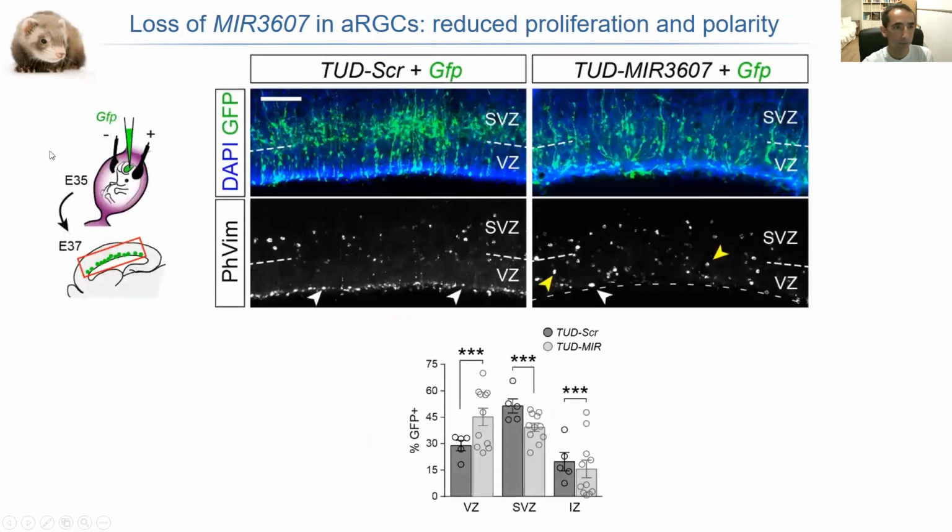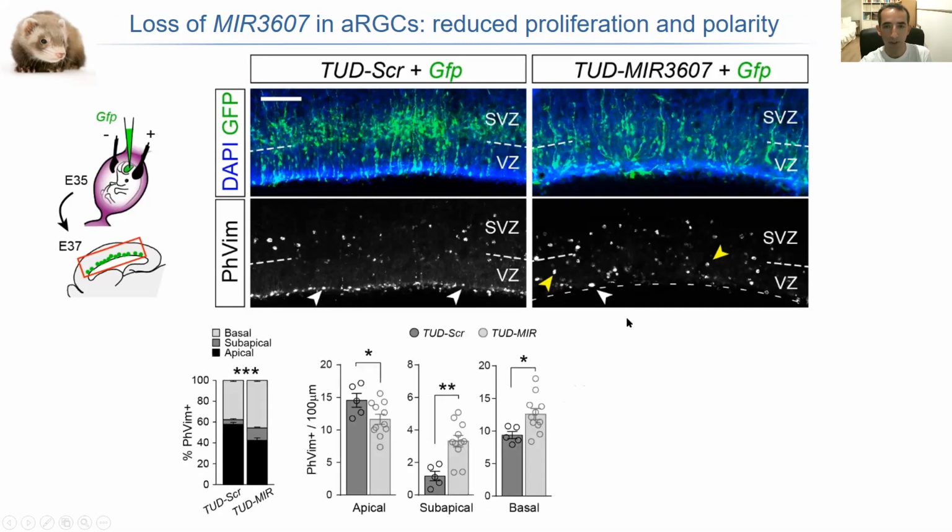So what we did was to electroporate E35 ferret embryos with our constructs, and let them survive for a couple of days to analyze what is happening to these cortical progenitors. And you can see here the result of this experiment. And the first thing we noticed is that the distribution of the electroporated GFP positive cells was very different, with a retention of cells in the ventricular zone and a loss of cells in the subventricular and intermediate zone. The next important thing that we noticed was the mislocalization of mitotic cells. As you can see here, again, where they're not located in the apical surface as in the control situation, but they're massively delaminated into subapical position and also basal positions, as you can see here.